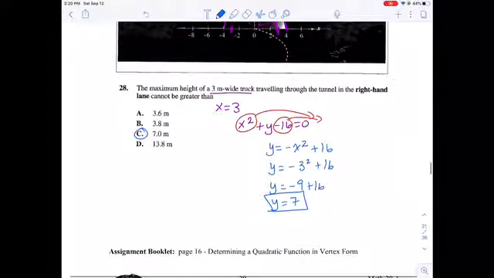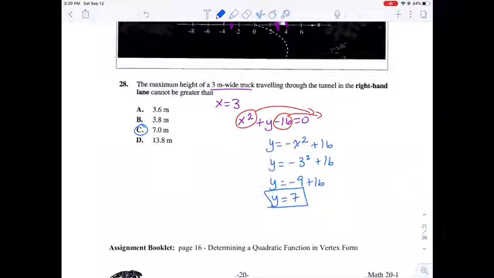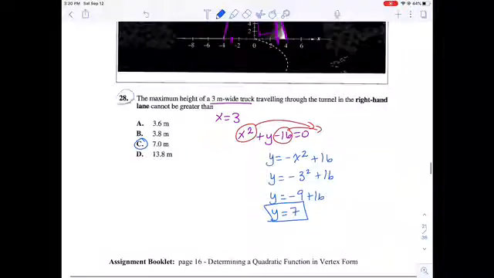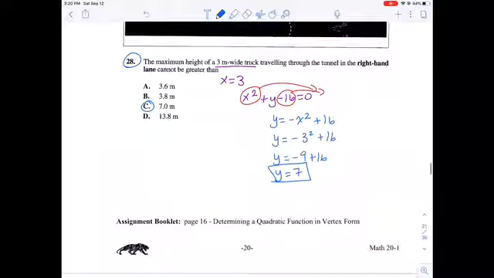Okay, I don't know if we did that one in class. So if we do this one now, it's bonus math. Okay, good luck, and hopefully this makes enough sense to be able to do the questions in the assignment book. Thank you.